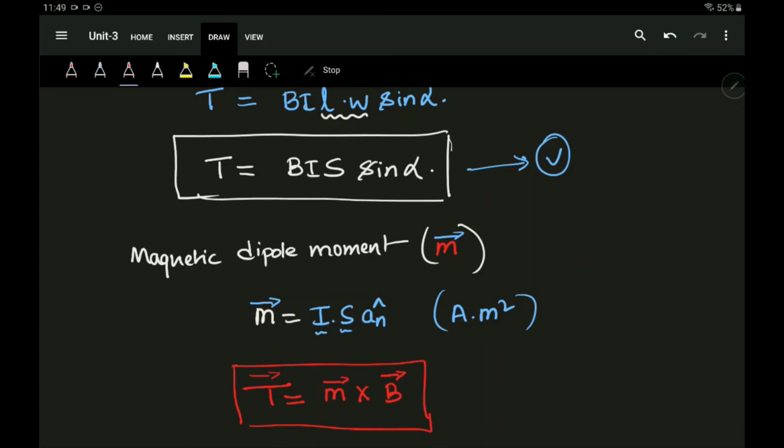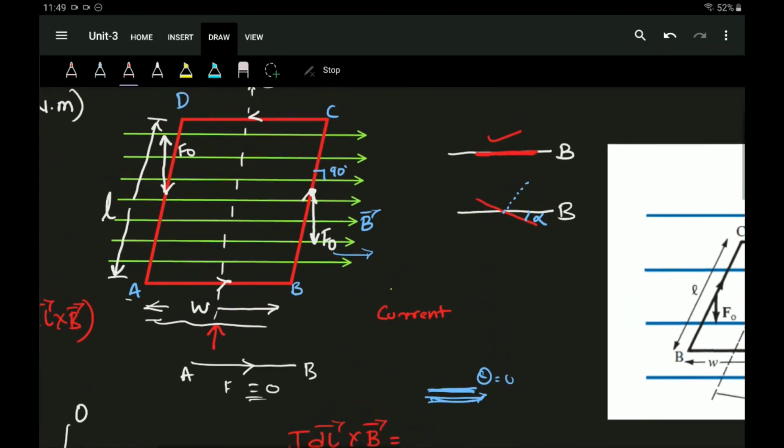Torque can be calculated with respect to the force and the moment arm length, or you can calculate it with respect to the current in that particular surface times the magnetic field. Although this expression is derived using a rectangular loop, I can apply it to any type of loop. Here I have taken a rectangular current loop, but I can apply this on any crooked loop and find the torque being experienced by that particular loop.